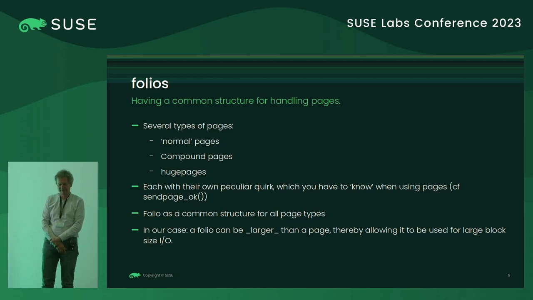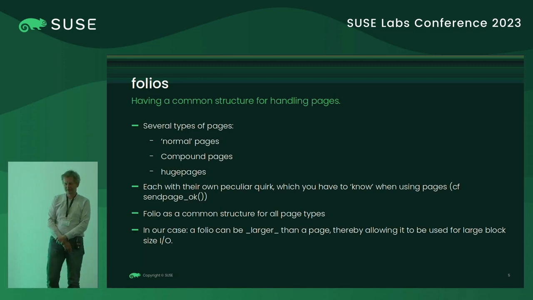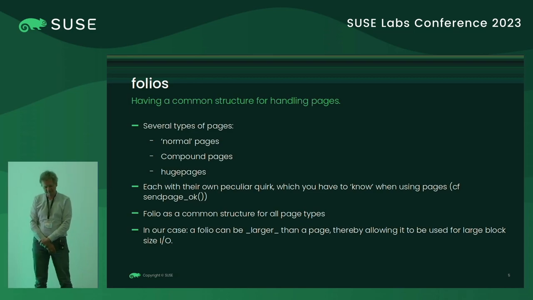So there is this infamous send page okay issue, where on the block layer we suddenly figured out, oh, blimey, we have to look at whether this is a compound page or not. So hence this send page okay came about, because if we hadn't, we would actually be causing a reference miscount in the pages.